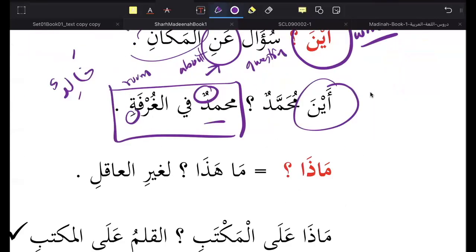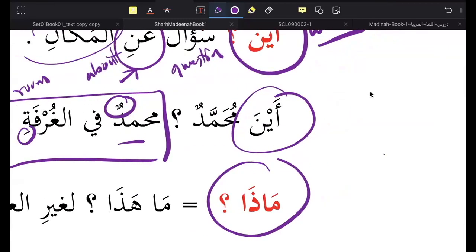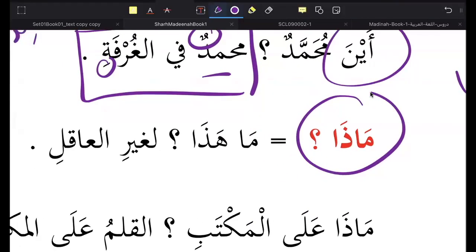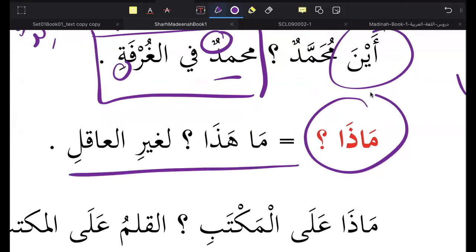The third topic that this chapter talks about is Mada. Remember last time we had the word Ma. Ma meant what? We use ma for something that is غير عاقل, non-intellect. We look at an object, we say ma هذا. We don't look at a human being and say ma هذا. We say man هذا. So ma means what. So what is ماذا?